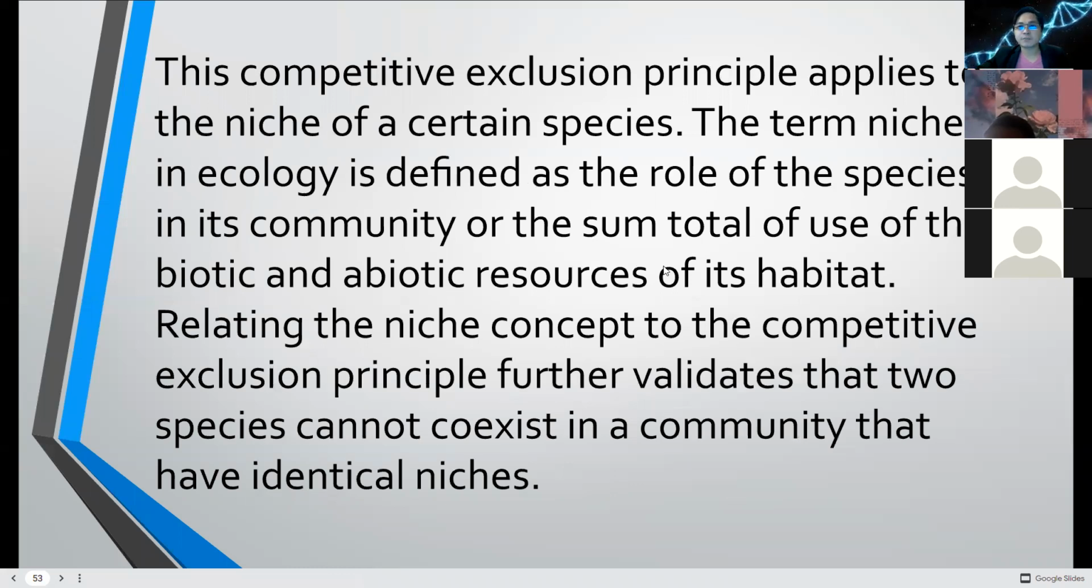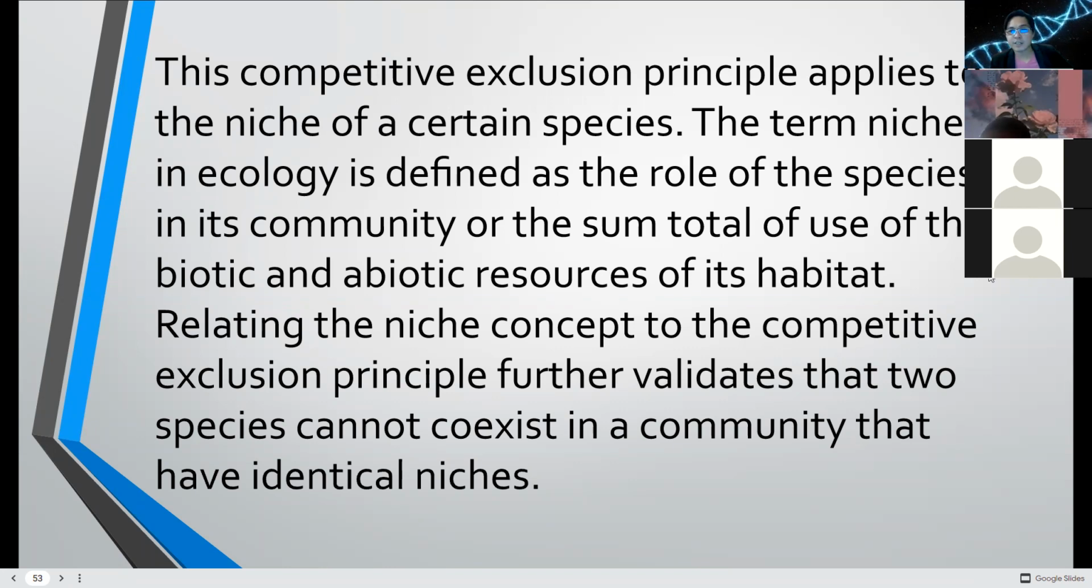This competitive exclusion principle applies to the niche of certain species. Niches are the ecological area, the ecological nature. These are where the species are living. We call that the ecological niche. The term niche in ecology is defined as the role of the species in its community, or the sum total use of the biotic and abiotic resources in its habitat. This is now the habitat. The niche is the habitat of organisms.